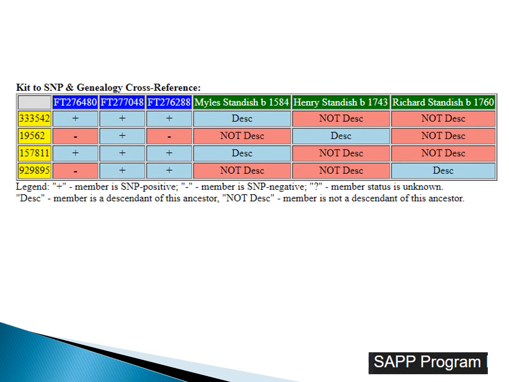This is another output from the SAP program which shows the kit number with the genealogy. You will note all 4 Big Y 700 Standish testers are positive for SNP FT277048, which represents their most recent common ancestor haplogroup.